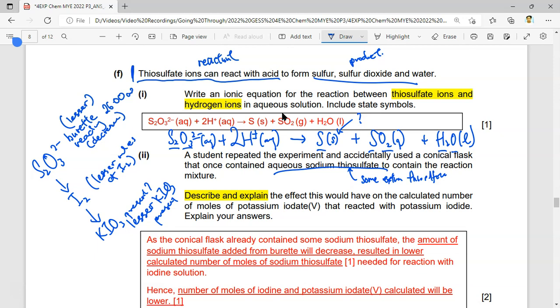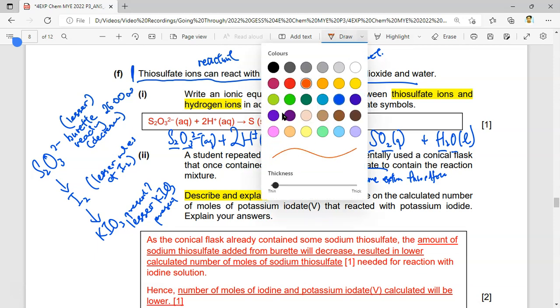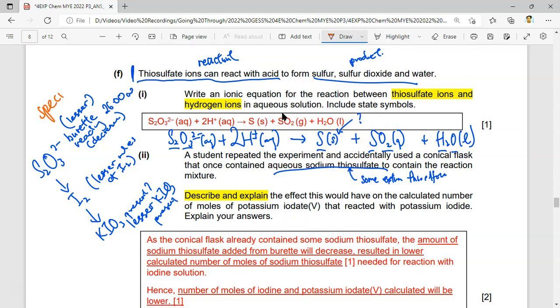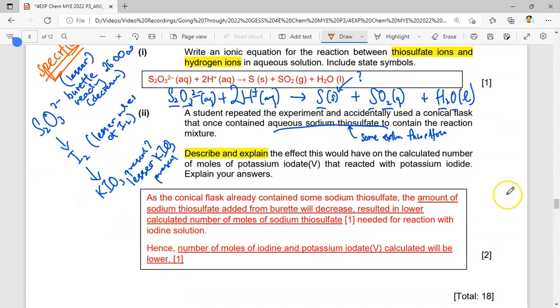Some of you just say there's a change. They are not being specific enough. So you must be specific in this kind of question. You must tell me exactly what the change is that we are supposed to observe. Okay? So as you can see here, the amount of thiosulfate added from the burette will decrease, because the conical flask already contains some thiosulfate. So this will result in a lower calculated number of moles of thiosulfate. This will mean that the number of moles of iodine will be lesser. This will mean that the number of moles of potassium iodate will be lesser.